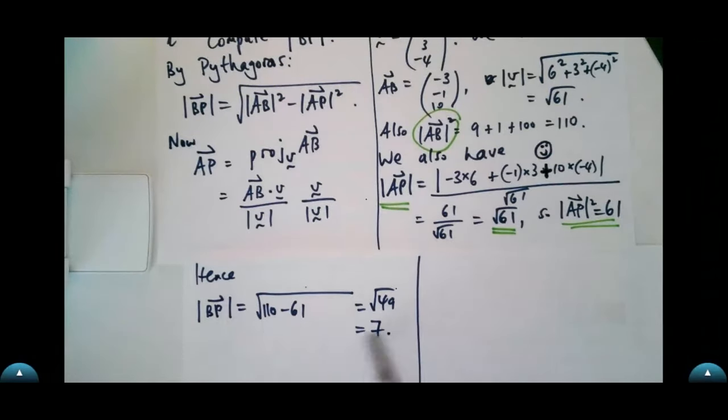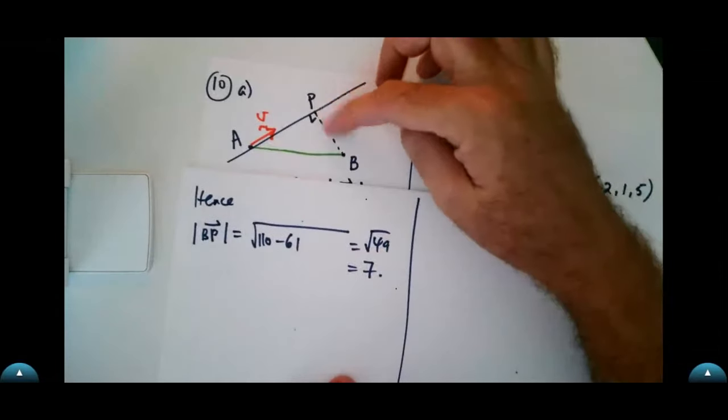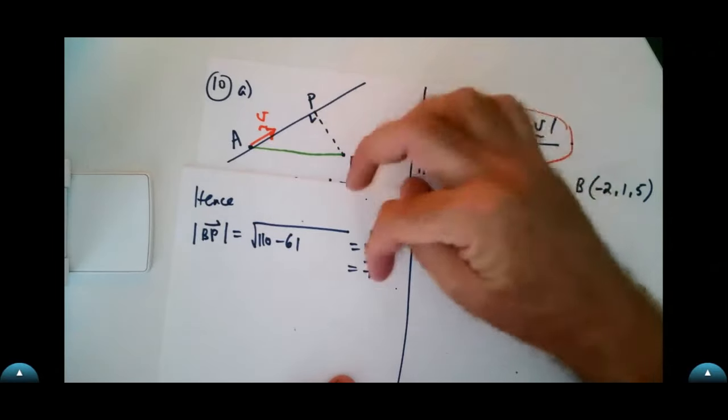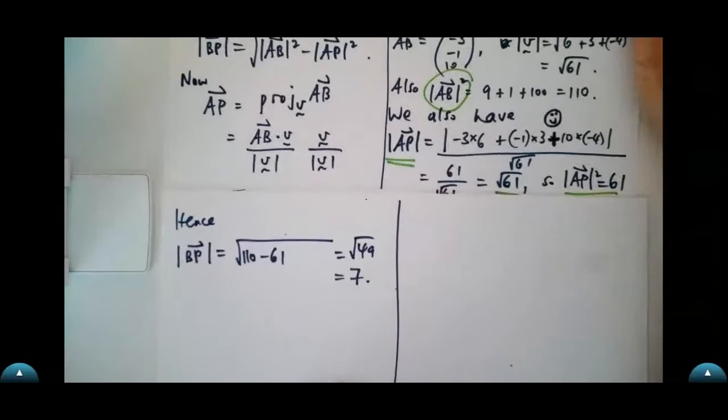Okay, so what does this actually mean? It means that the length of that vector there, or that distance, is 7 units.